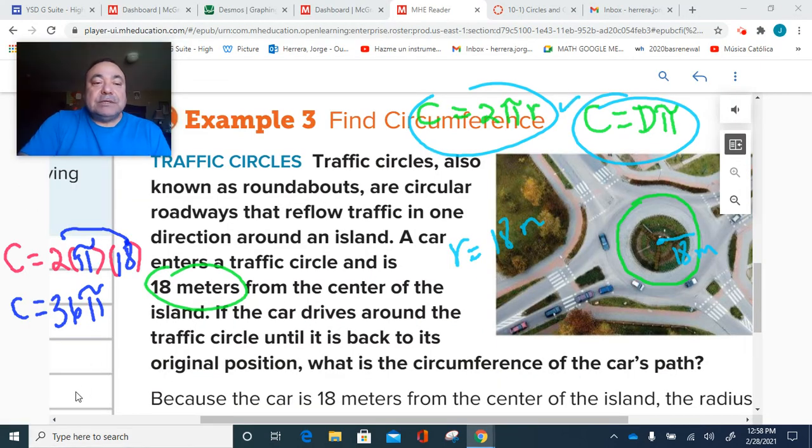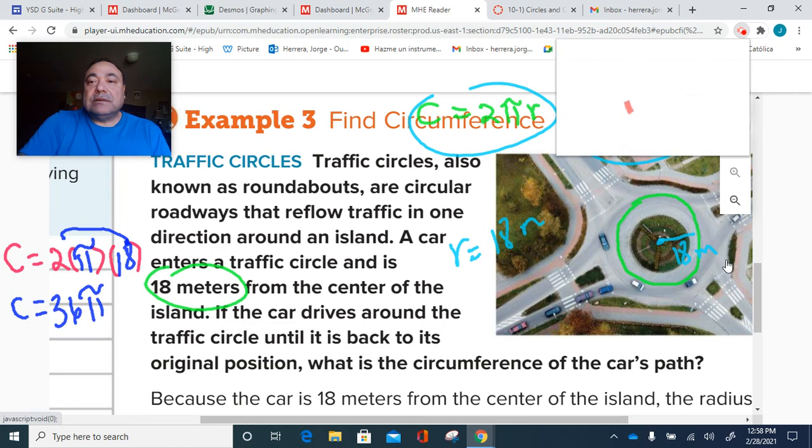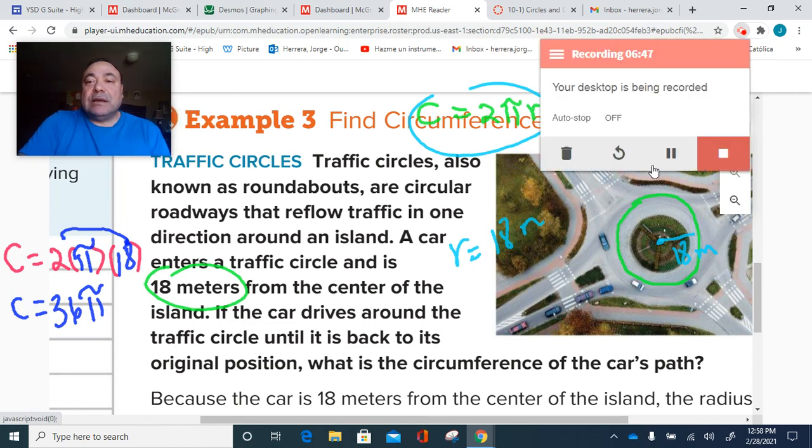And let me check to see if I can find that. I want to stop this. So, whoosh. Okay, I need to, yeah, right there.